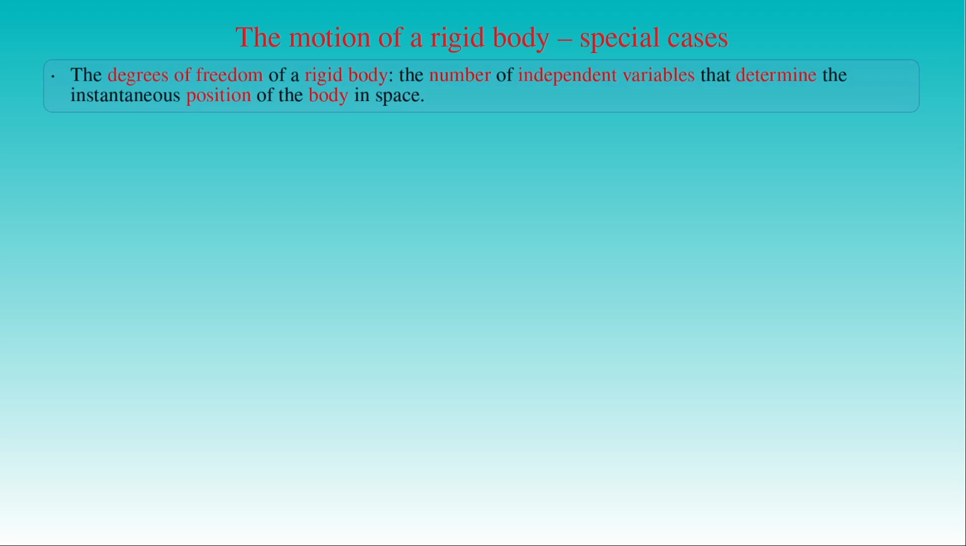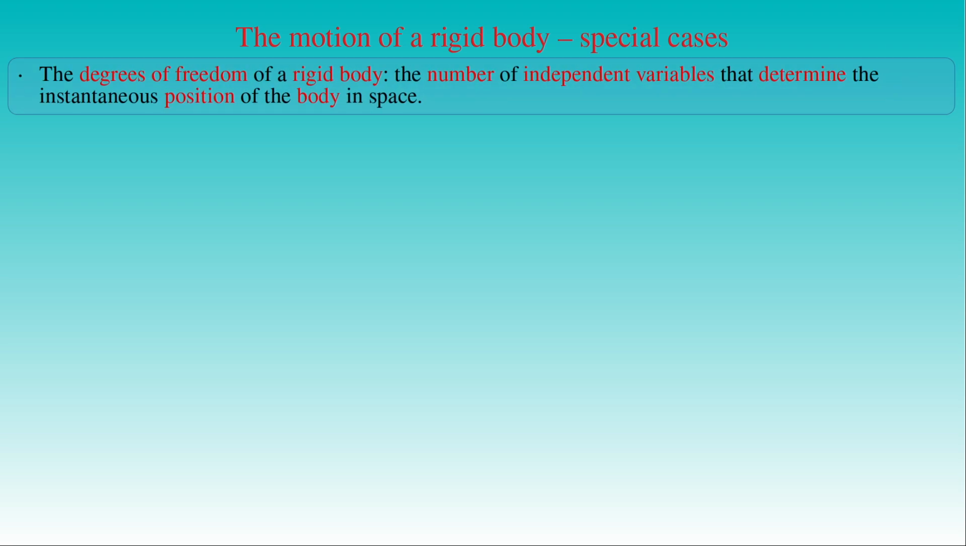Now we present the special cases of rigid body motion in terms of kinematics based on the degrees of freedom of the moving body. In the beginning of the study on the kinematics of rigid bodies, we introduced the degrees of freedom of their motion as the number of independent variables that determine the instantaneous position of a rigid body in space. Based on this concept, we can divide rigid motion into two general groups.